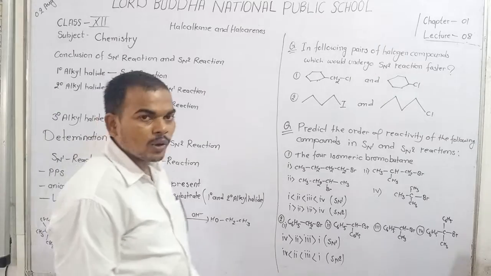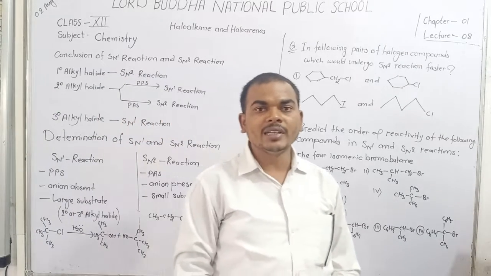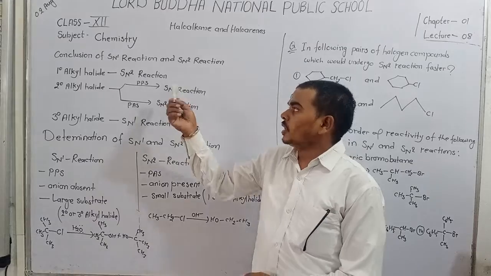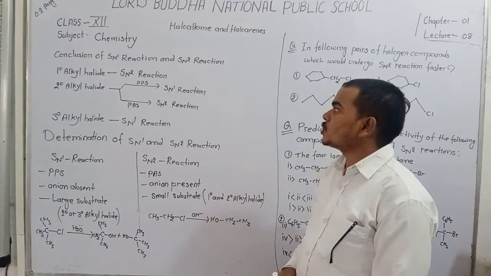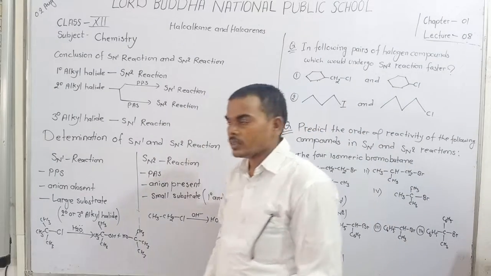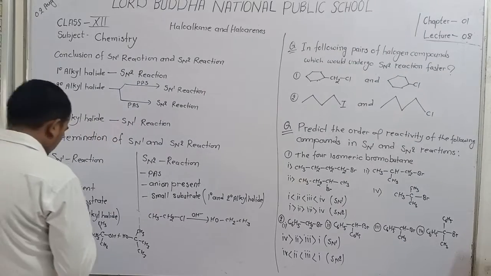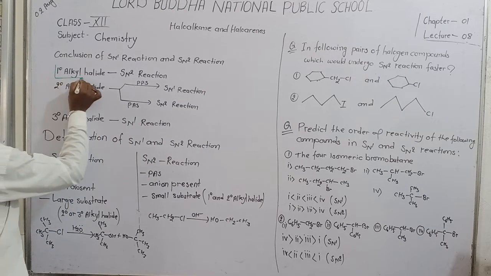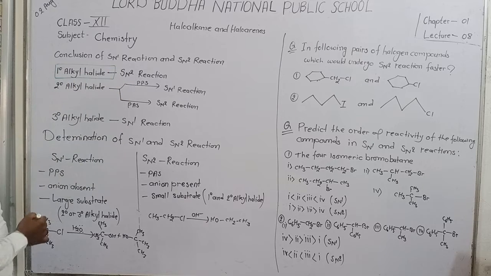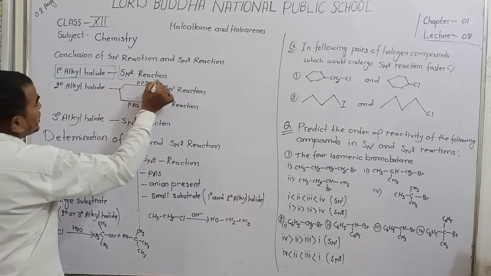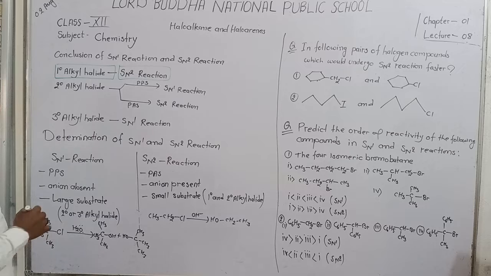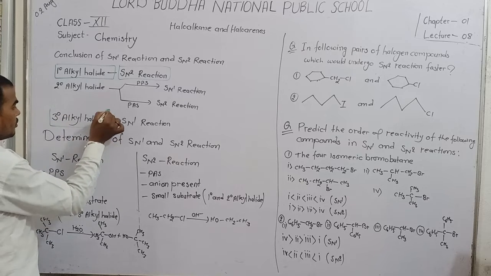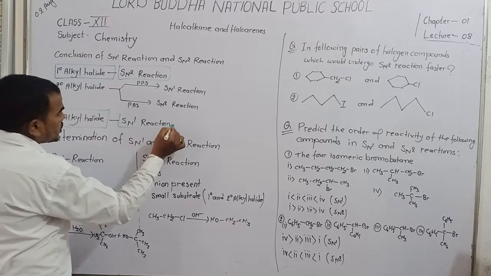Student, in the chapter of haloalkanes and haloarenes, today we will discuss the conclusions of SN1 and SN2 reactions. Dear student, the first conclusion is: 1 degree alkyl halide. You know that 1 degree alkyl halide gives SN2 reaction especially, and 3 degree alkyl halide gives SN1 reaction.